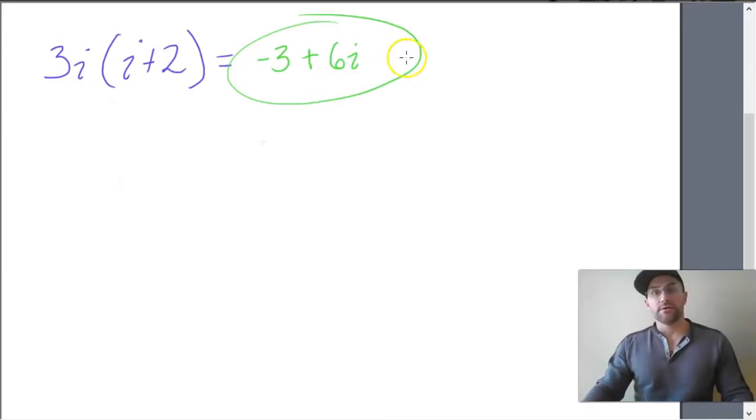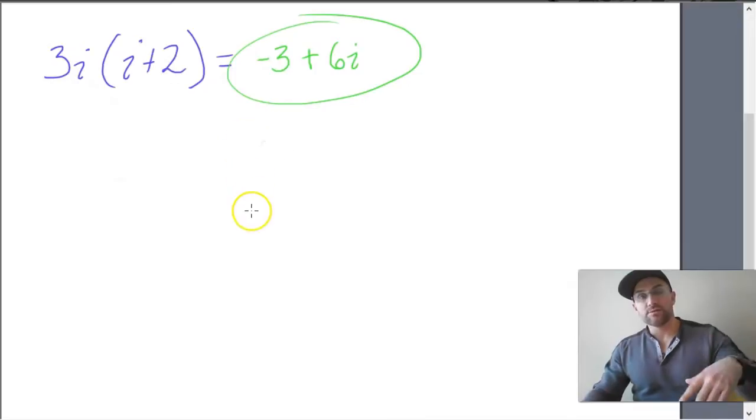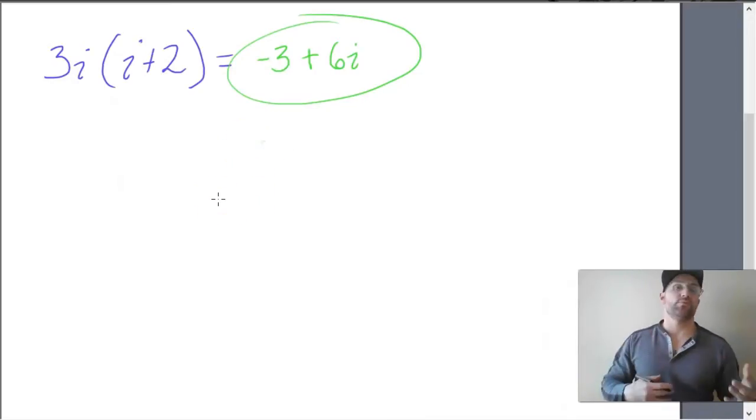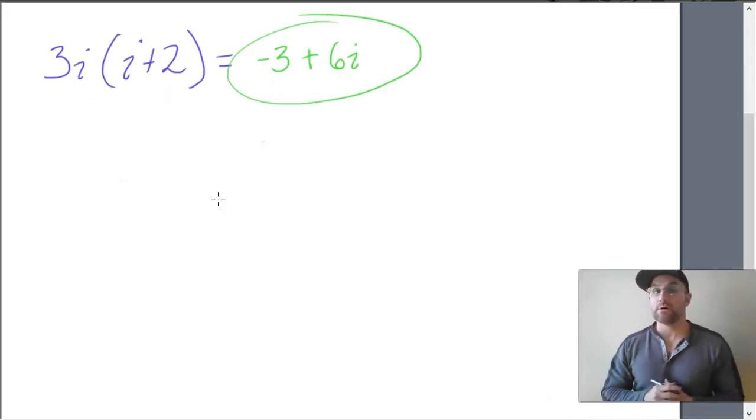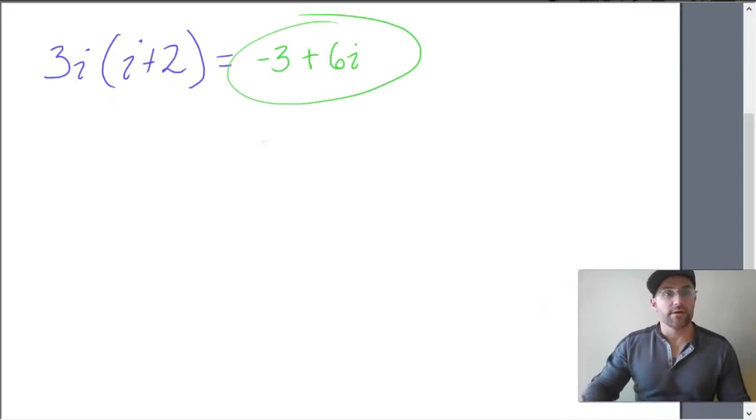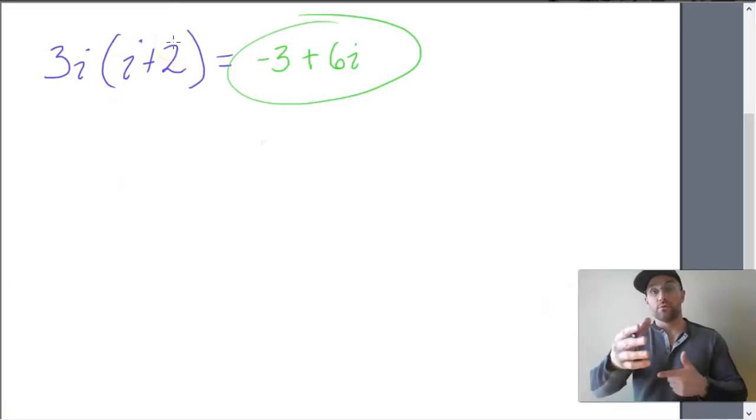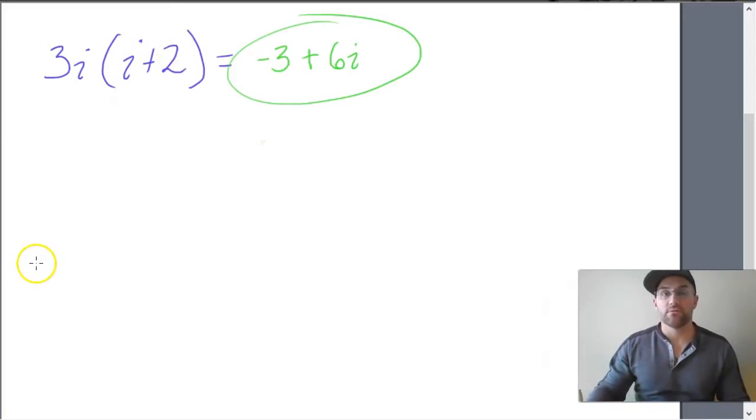Alright gang, here is the answer. It's going to be negative 3 plus 6i. And at this point, we've done so many and we've practiced so much and we've talked about the rules for i. You probably figured that out in your head, but we're going to work it out anyway. But if you want to work it out on your own, go ahead and pause now. If not, let's plug away.